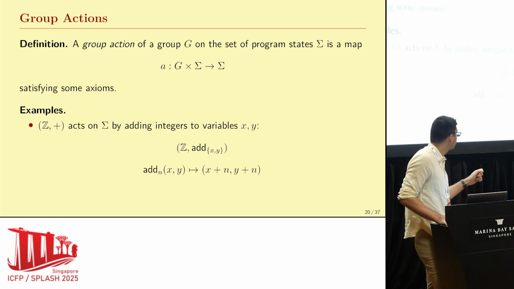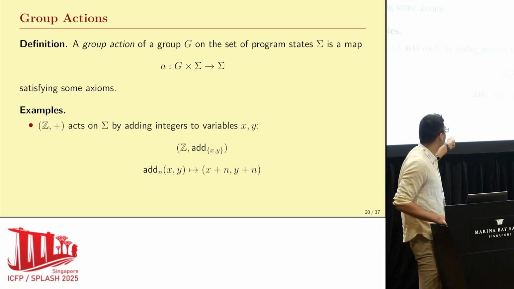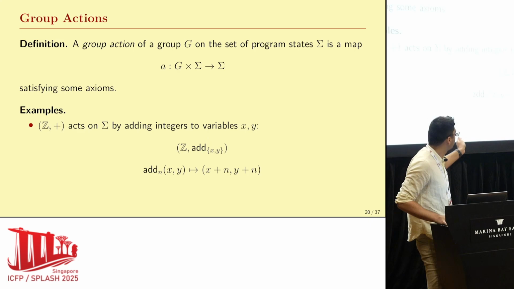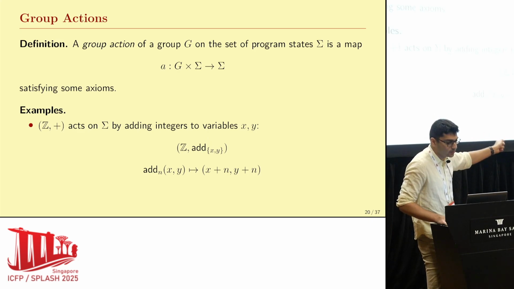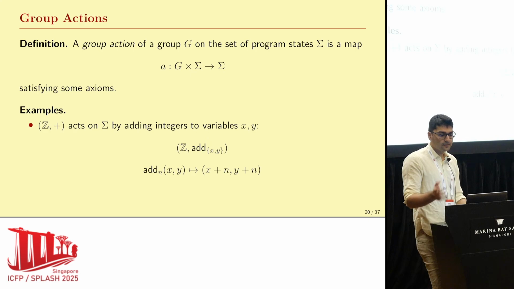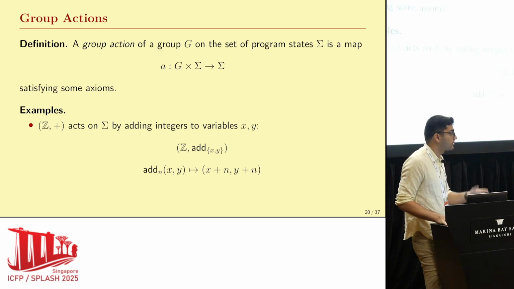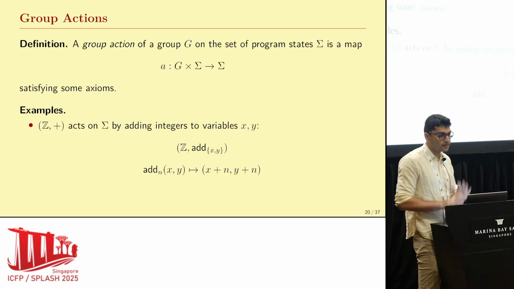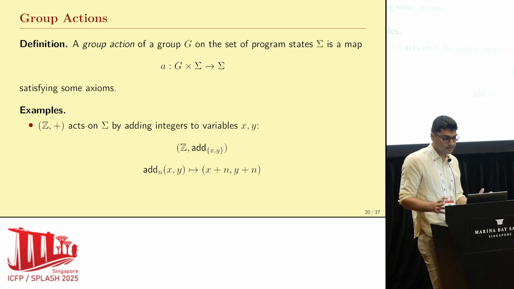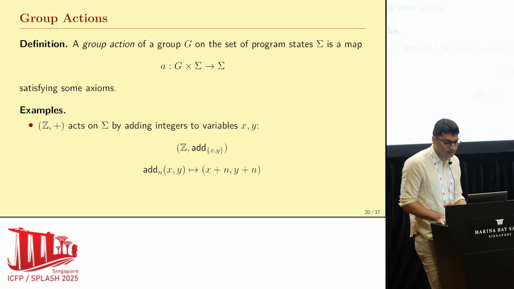And the way it's going to do this is it's going to take in an integer n, take in the variables x and y, and add n to the values of x and y. So in our paper, we define a flexible and compositional syntax for defining these group actions. So they're not actually built in like you see here, but rather you're free to define your own transformations. And these will serve as assertions in the logic.